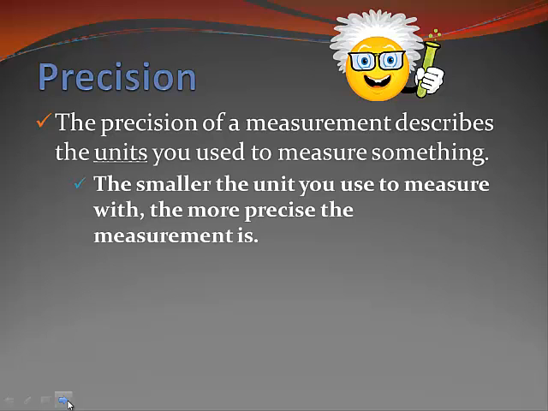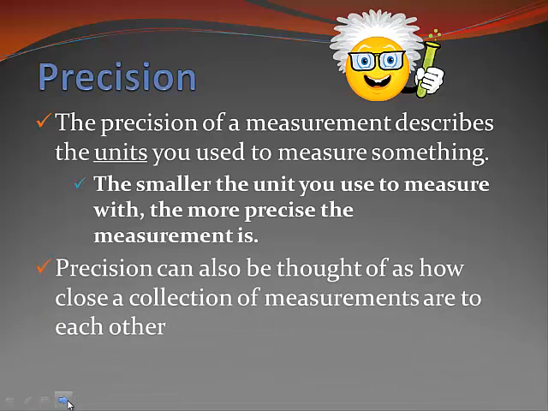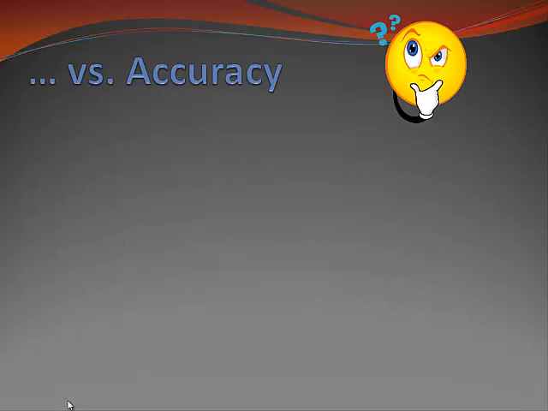So precision can alternately be thought of as, when you take a collection of data, how close together those measurements are to each other. They may or may not actually be close to the actual number, but when you take a set of data and compare each data point to every other data point, the data points are close together.